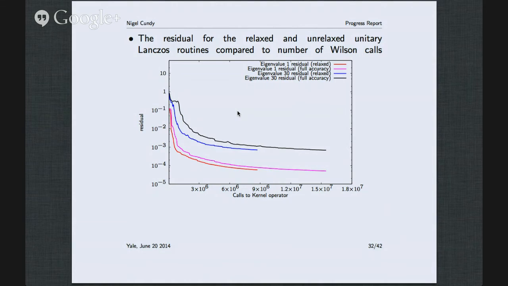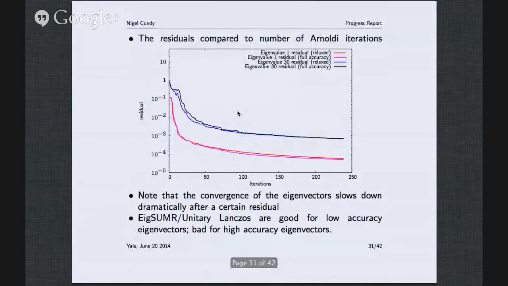And you'll notice that after a certain while, the Arnoldi routine just doesn't help converge the eigenvalue. It really slows down a lot. It's good to get some low accuracy, the eigenvalue starts with low accuracy, but after about 50 iterations or maybe 100 iterations, there's really very little improvement in the convergence.